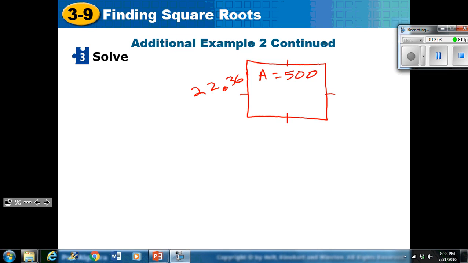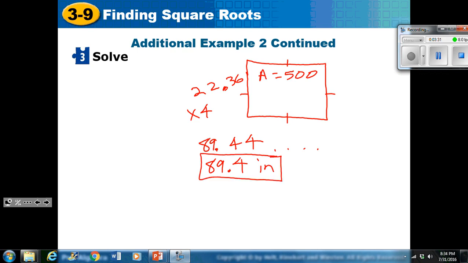So if we're going to have to put fringe around that, well, there are 4 of those, so I'm going to put times 4 into my calculator. And that gives me 89.44. They want that to the nearest tenth. There's some more numbers after this, but we're going to round to the tenths place. So it's going to be 89.4 inches of fringe.